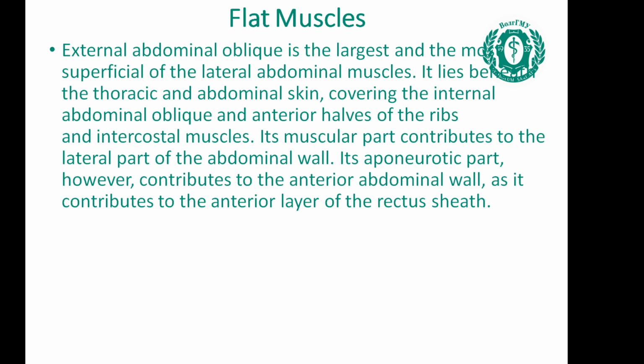External abdominal oblique is the largest and most superficial of the lateral abdominal muscles. It lies beneath the thoracic and abdominal skin, covering the internal abdominal oblique and the anterior halves of the ribs and intercostal muscles. Its muscular part contributes to the lateral part of the abdominal wall. Its aponeurotic part, however, contributes to the anterior abdominal wall, as it forms the anterior layer of the rectus sheath.